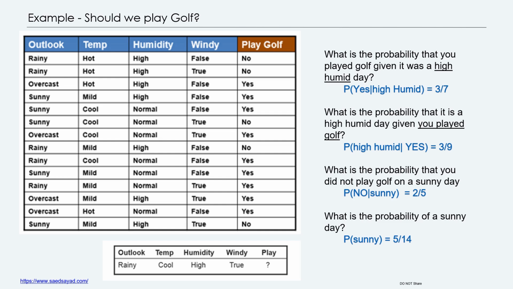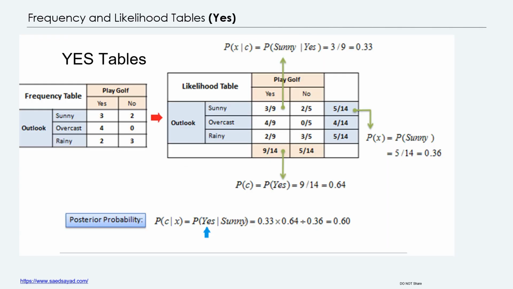We can also dive into questions directly from the data. Say we want to know the probability of someone playing golf on a high humidity day. By looking at all the high humidity days in our data, we find there were 7 in total, and on 3 of those days, someone played golf. So the probability is 3 out of 7. We can keep exploring different scenarios and calculating the probabilities. Let's see what insights we can uncover.